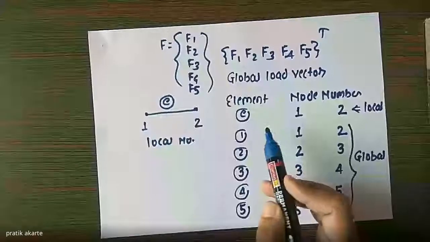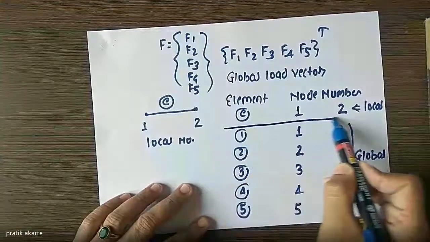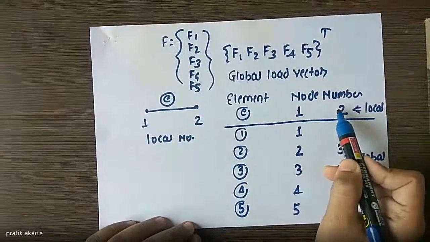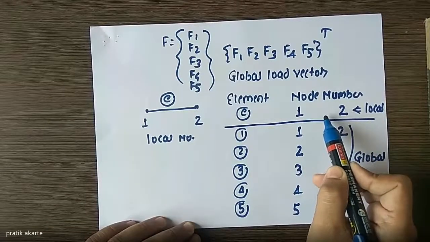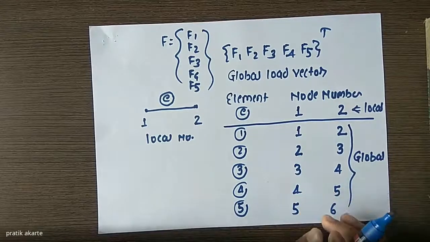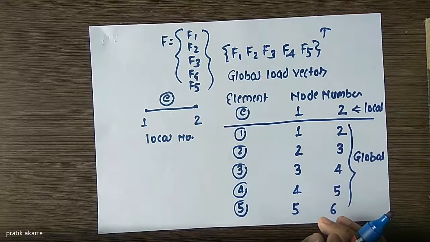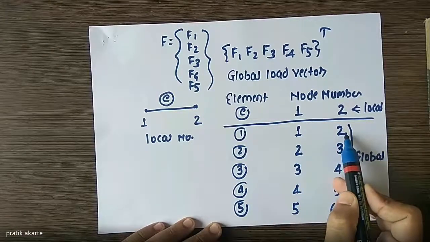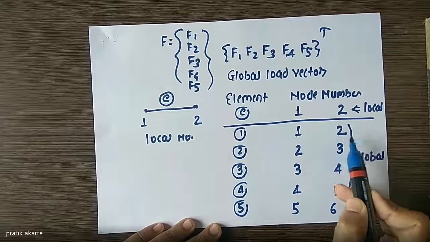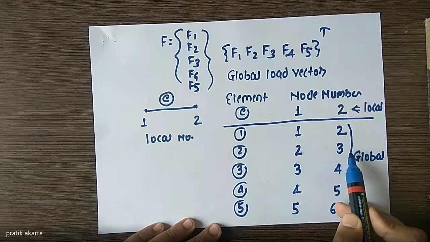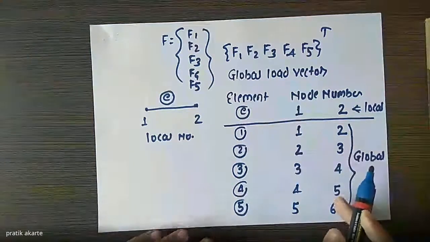So we are having element number E and local node numbers 1 and 2. For each element, there are the local numbers indicated by 1 and 2. But for the global level, if this is element number 1, we indicate the global numbers as 1 and 2. For element number 2, we'll be indicating the node numbers as 2 and 3. For 3, it is 3 and 4.